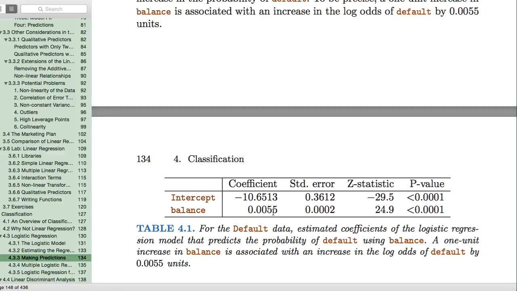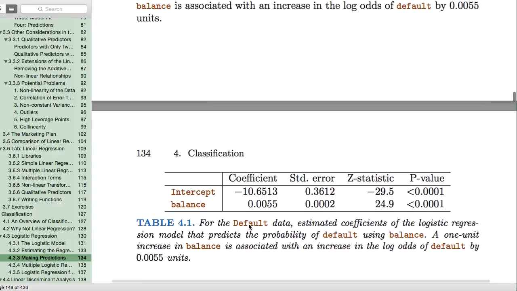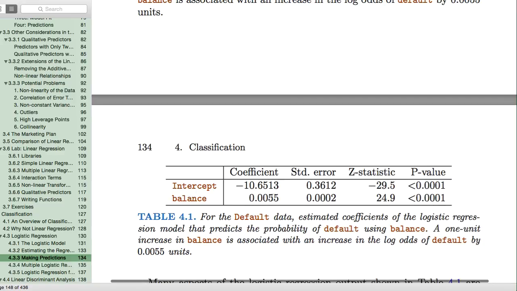And what this coefficient is telling us is that for every unit increase in balance, the log odds of default are going to increase by 0.0055. So that means that there is a positive relationship between balance and defaulting. So people with bigger balances are more likely to default than people with littler balances, and the log odds of that happening are this. And if we raise this to the power of e, we would get the odds.